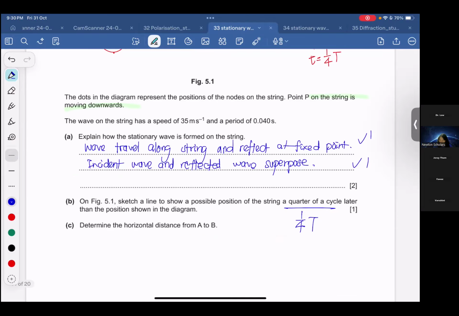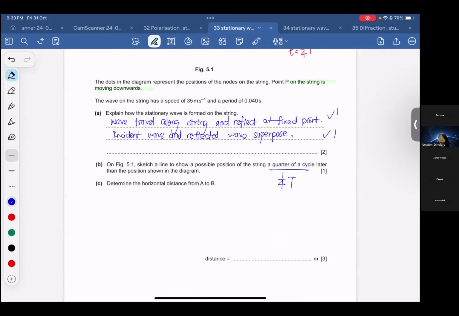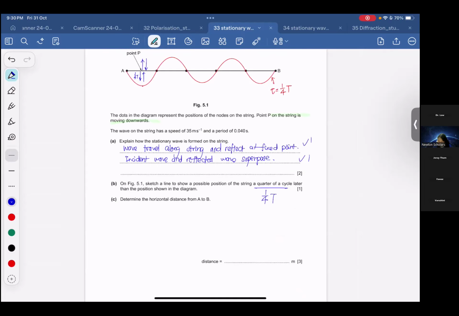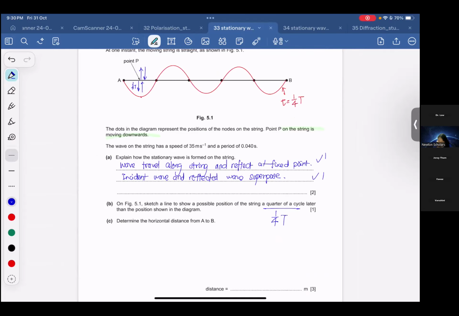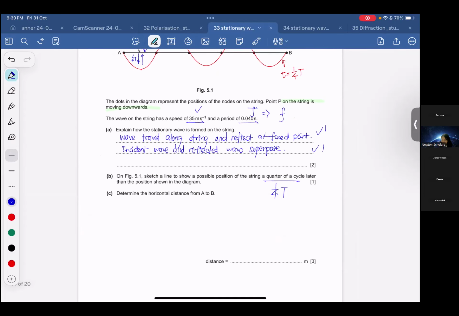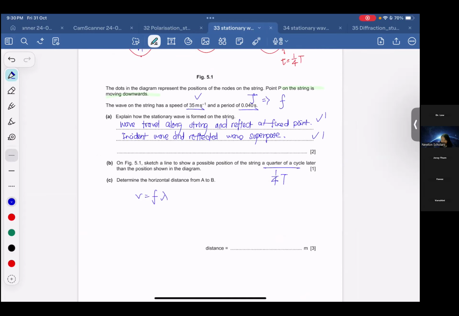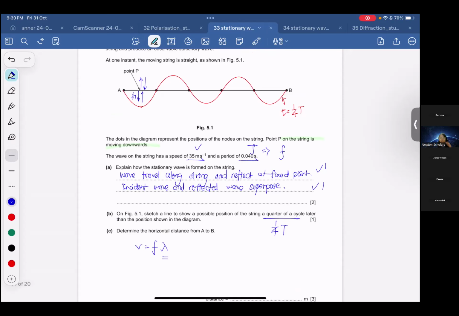Okay. What is the horizontal distance? Last one, horizontal from A to B. You got the speed V, you got the period T, but from T you can find frequency. So V equals frequency times wavelength. After you find your wavelength, it's not your final answer. It's not asking you the wavelength, it's asking you from A to B. So you ask yourself, from A to B, how many complete wavelengths?